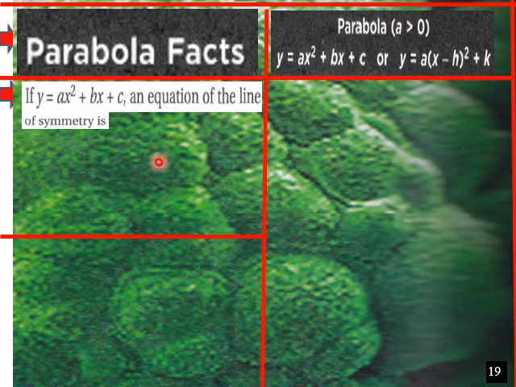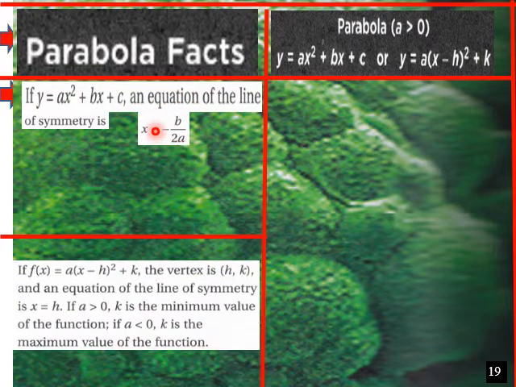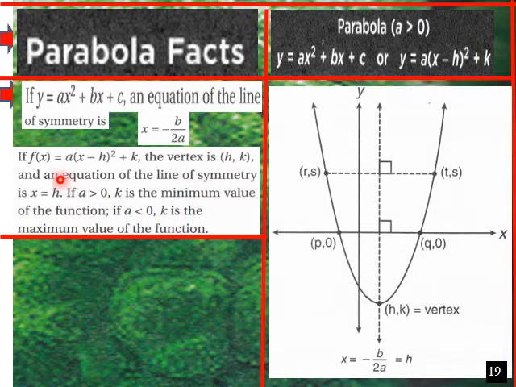Okay, some parabola facts here. If y equals ax squared plus bx plus c, an equation of the line of symmetry is negative b over 2a for our x coordinate. If f of x equals a times x minus h squared plus k, the vertex is (h, k), and an equation of the line of symmetry is x equals h. This is our x equals h right here. This is our line of symmetry for this parabola. Negative b over 2a equals h. Here is our h, or x coordinate of this line here.